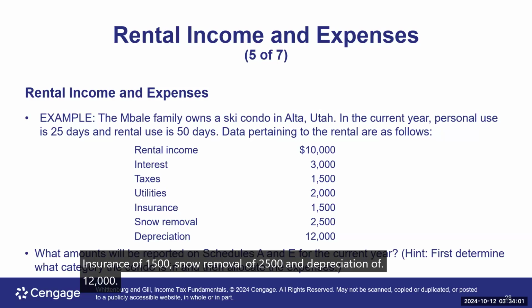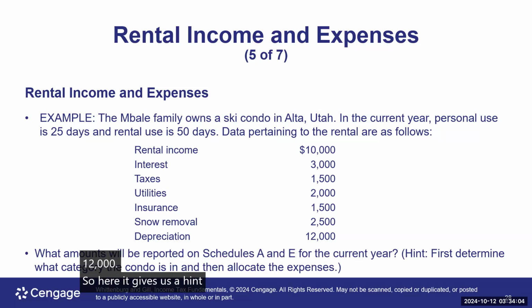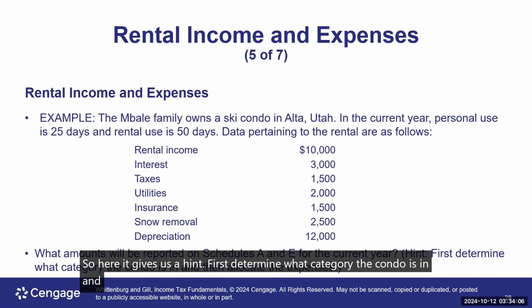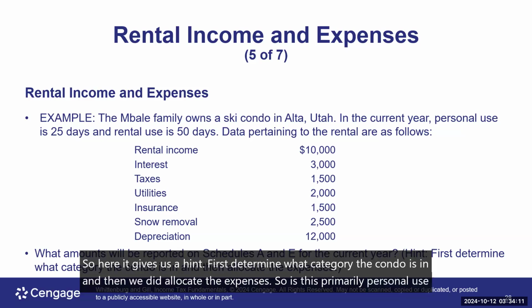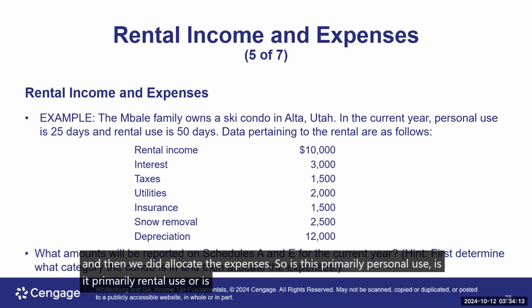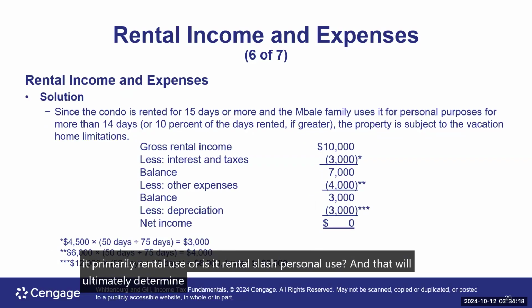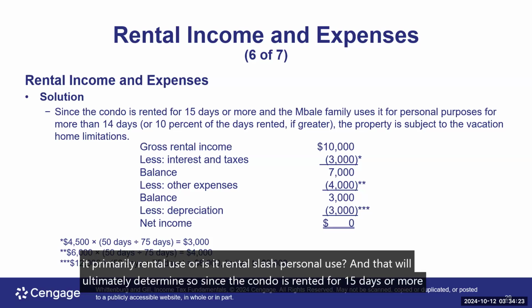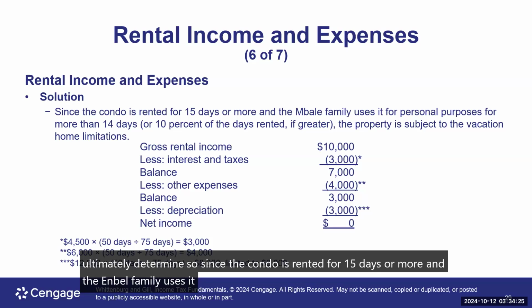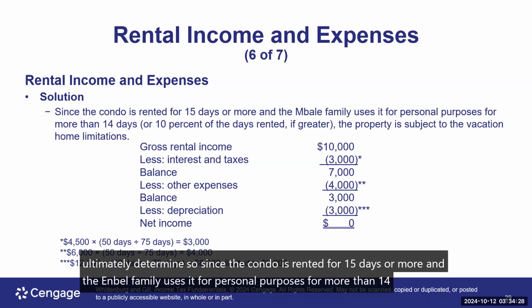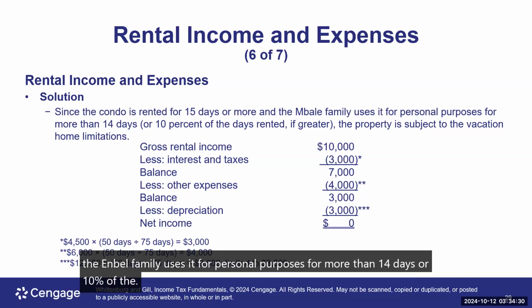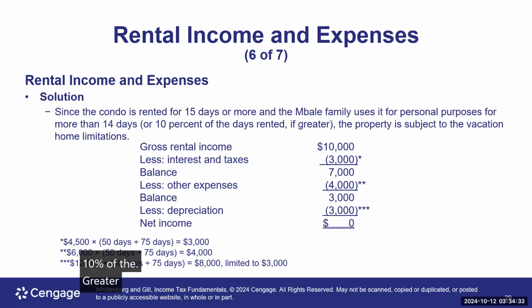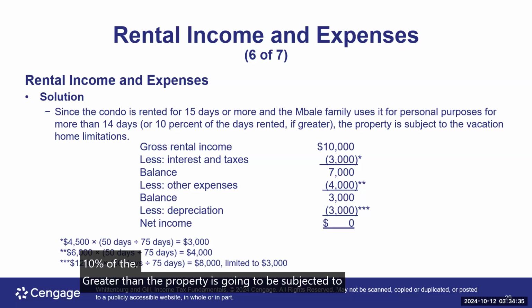So here it gives us a hint. First, determine what category the condo was in, and then allocate the expenses. So is this primarily personal use? Is it primarily rental use? Or is it rental/personal use? And that will ultimately determine it. So since the condo is rented for 15 days or more, and the M. Bale family uses it for personal purposes for more than 14 days or 10% of the days rented if greater, then the property is going to be subject to the vacation home limits.